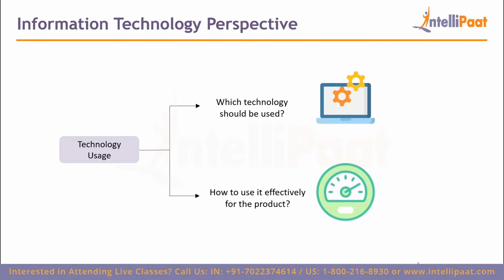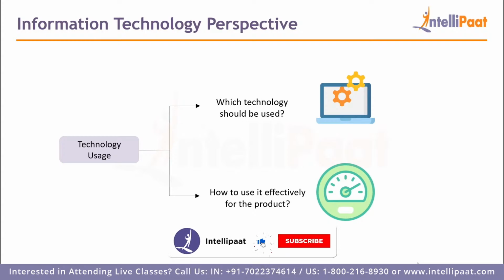So which technology, or you can say the information technology, we should use in order to implement the project and deliver it to the customer on time, as well as it assists in developing the software as well as the applications that are needed by the client, and the requirements that are mentioned by the clients are fulfilled. So we have to think over which technology should be used and how to use it effectively for the product.